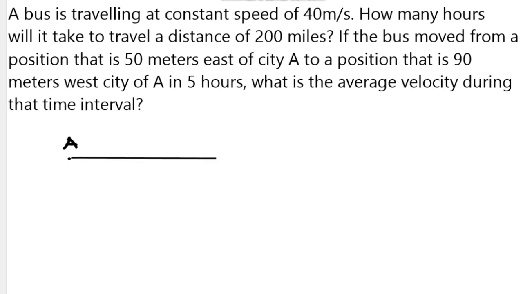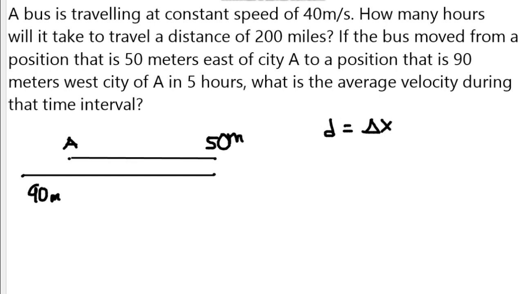If the bus moves from a position that is 50 meters east of city A, so we have 50 meters here, east of city A, to a position that is 90 meters west of city A. So after going 50 meters, it will again move west 90 meters. What we're going to do here is calculate the average velocity, and the time it takes there is 5 hours. So this bus is moving pretty slow in this time. The change in displacement, or the change in distance, is going to be negative 40 meters. So that's going to be our displacement.